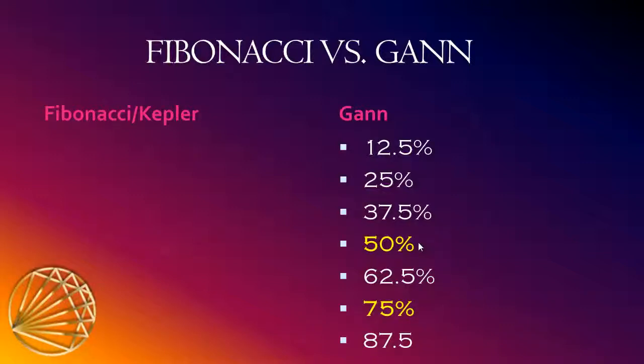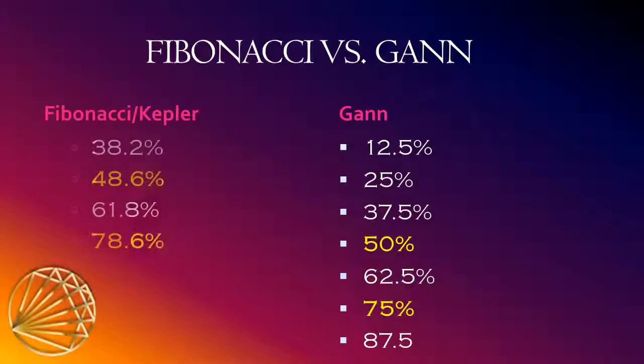Now let's compare these numbers with the Fibonacci, or if you want to call them the Kepler numbers. Okay, so from that number sequence derived from the Kepler triangle, we have 38.2, 48.6, 61.8, and 78.6. Do you notice that 78.6 is very close to 75, and also 48.6 is very close to 50%? Let's see what this looks like on a chart.